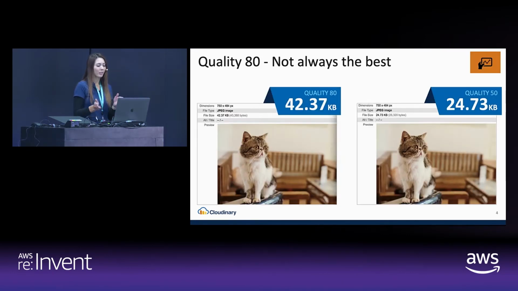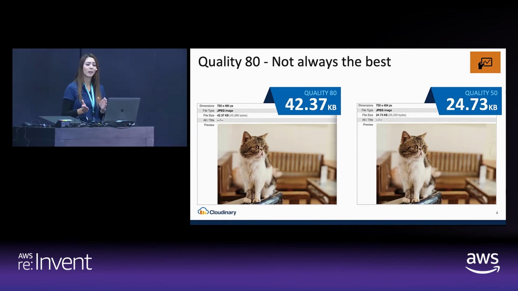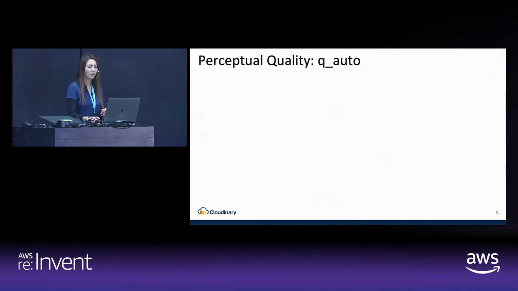Something else we want to do with quality as well, we have automatic quality optimizations. By historical standards, we promoted using Q80, but we've realized that isn't necessarily always the best. You can see here in this image, at quality 80, we have a file size of 42.37 kilobytes, but we found that we can compress the file even further, getting it down to a quality of 50, and the images look almost identical, but with much less file size, so you would want to do that instead.